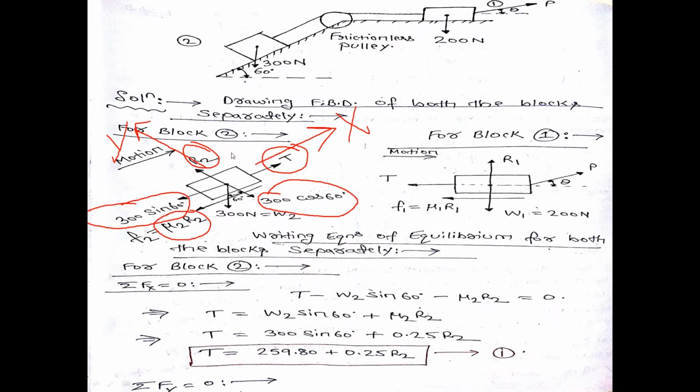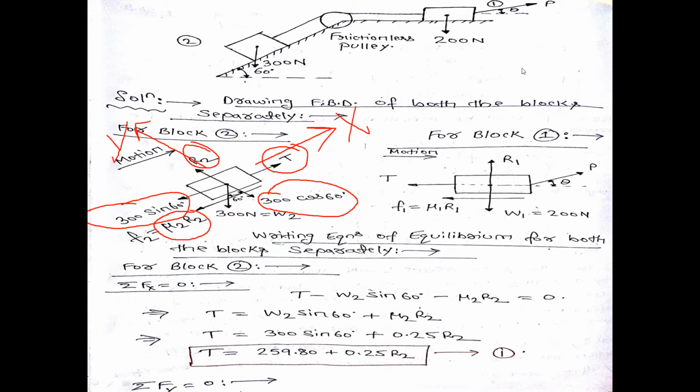No, sir, no doubt. Okay. Electrical people, please respond whether it is clear or not. Yes, sir. Clear. Okay. So this was one of the parts of the problem, that is, you need to find out the common tension present in the string or wire. Next, I need to find out the value of force P.